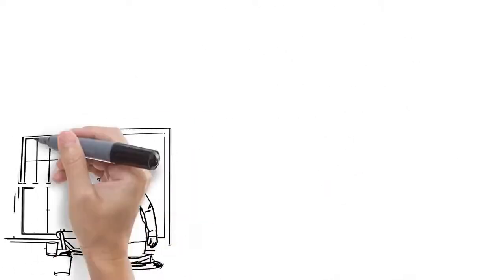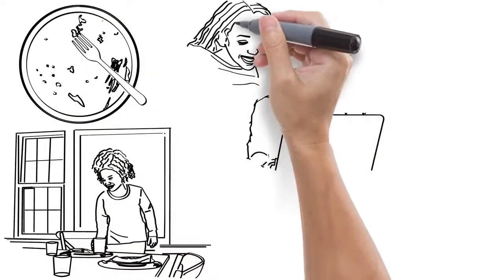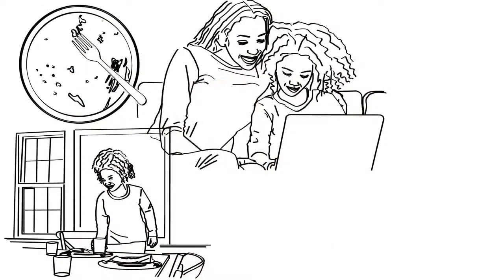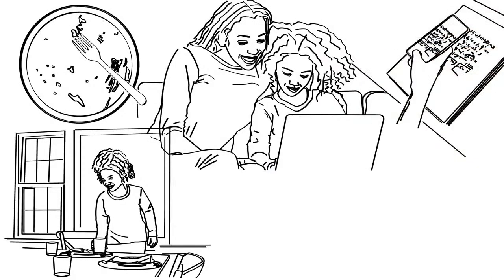Back at home, Maya sets the table for dinner. When the family is done, Maya finishes her ELA homework, and her mom comes to help with math. Together, they watch a short video. Then Maya attempts some new problems and submits a photo of her work.